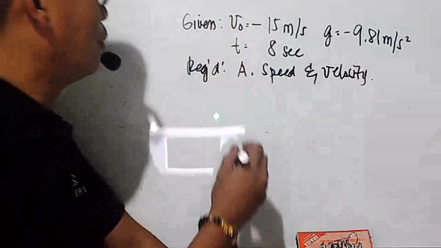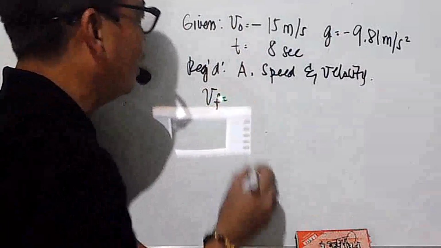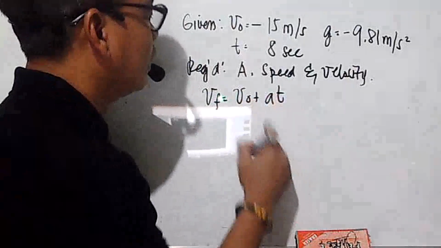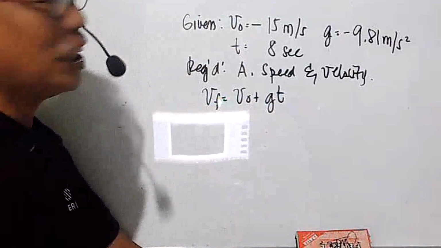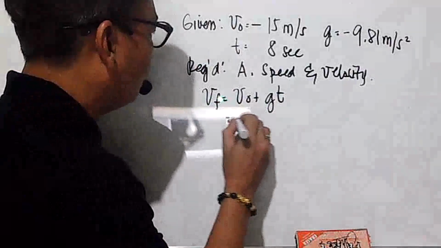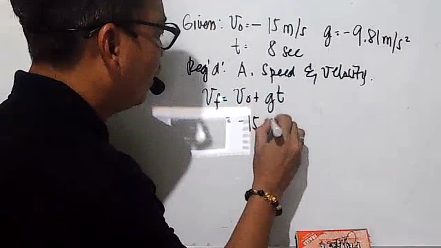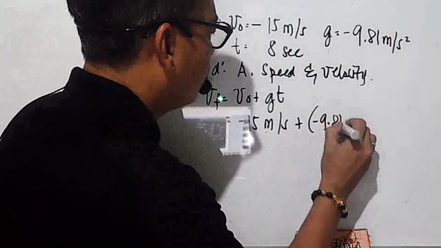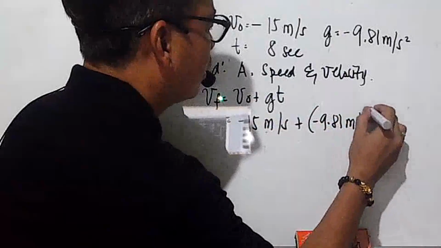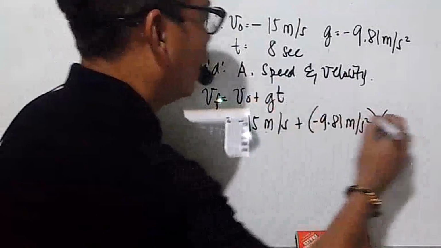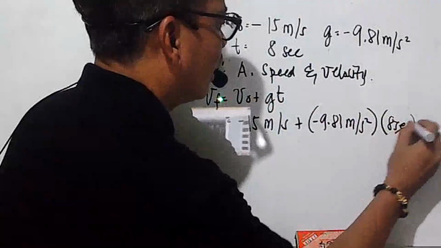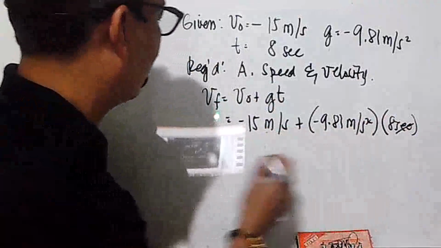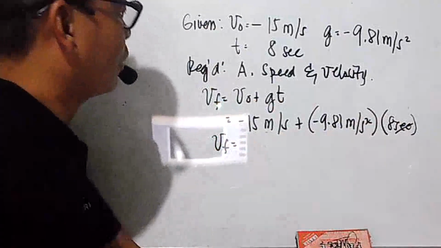Okay, so let's solve for the final velocity. It is equal to VO plus AT, or in this case, your A again becomes G. So VF is equal to negative 15 meters per second plus negative 9.81 meters per second squared multiplied by your time, which is 8 seconds. So seconds will cancel, and this becomes meters per second na lang. So that is your velocity.